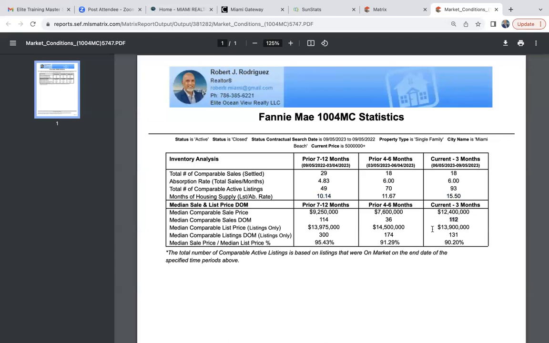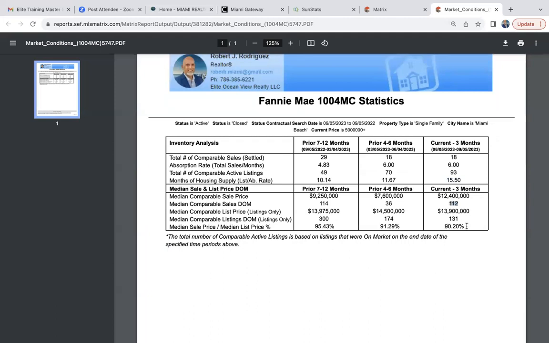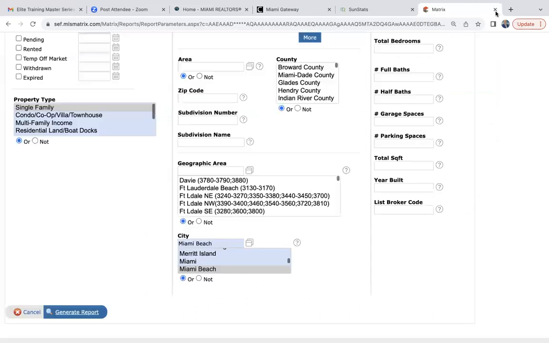Our list price is holding steady really. I mean, we were at 13.9 up to 14.5, down to 13.9. And once again, for this price range, we are looking at a 90% sale off of the original list price. All right, so that is the example of the market conditions report for single family homes in Miami Beach over $5 million. We're going to go ahead and close that out.